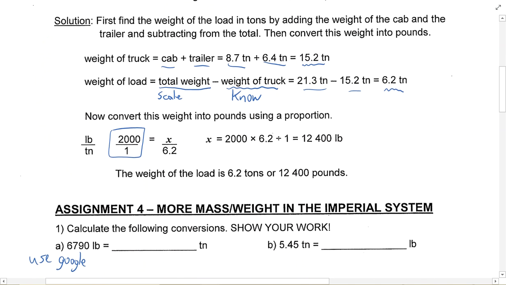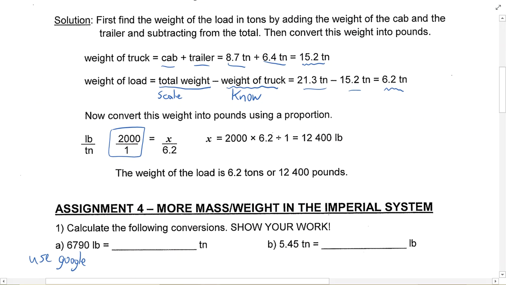Now, how could you also do that? Well, you could very simply use Google and type in convert 6.2 TN, you've got to have the right abbreviation, to pounds, LB. Even if you use the word pounds, that's fine. It will come up. So then you'll know that the load is 6.2 tons or 12,400 pounds.